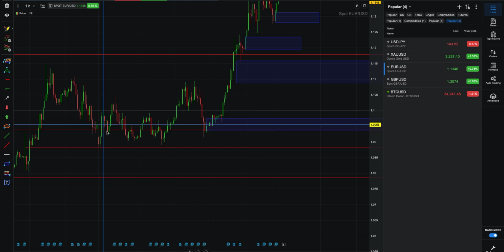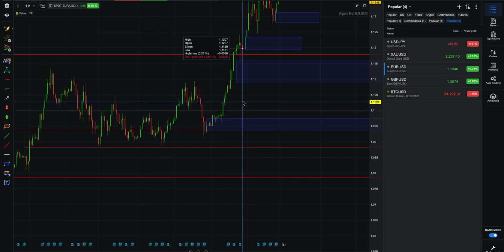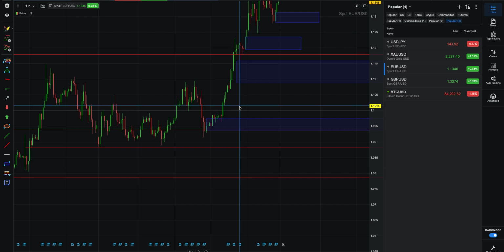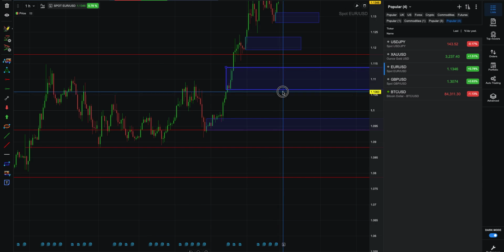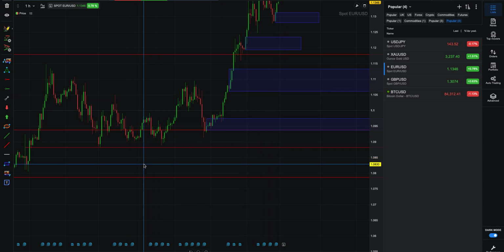Remember, this is a ranging form. We saw this ranging form in the 4 hour candle before pushing to the top. So the last candle that pushes the price to the top is where the demand zone is. And the last candle that pushes the price to the bottom is where the supply zone is.